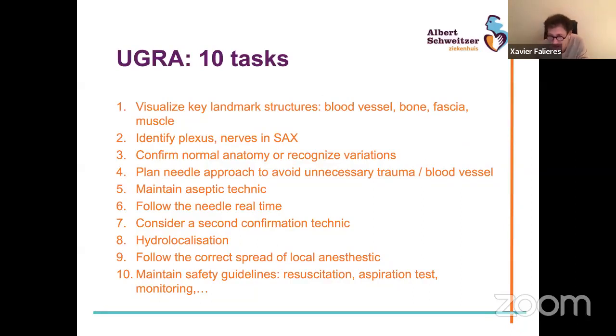Please, when you have only 20 milliliters of lidocaine to give for a block, and if you spend 50 milliliters to try to localize the nerves, then you have nothing left. So use normal saline when you begin to localize where your needle is. And then you follow the correct spread of the local anesthetic. And please maintain minimum safety guidelines for resuscitation. Perform aspiration tests and try to monitor your patient with, I would say, saturation monitoring.